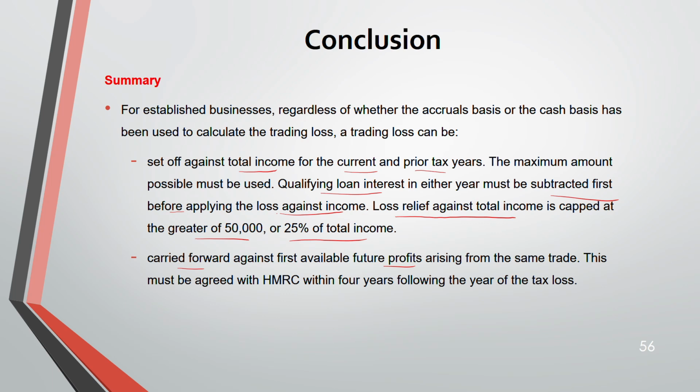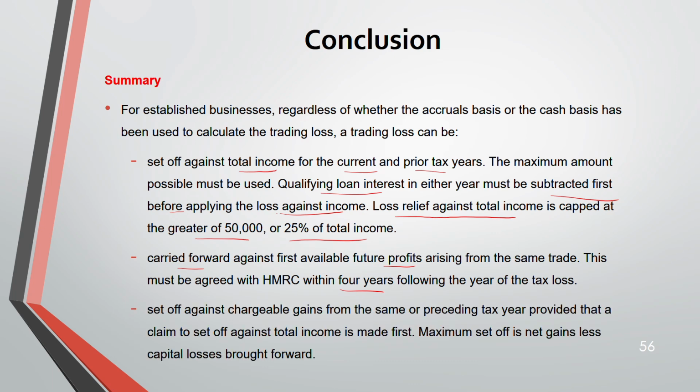When is it? Within 4 years of the tax year of loss you have to make the claim. Or you can get it against chargeable gain of the same or the previous year, the same way as total income is made. But the claim to be set off against total income is made first. You have to make this claim first. Then only you can get it against chargeable gain. And the maximum set off is net gains less capital losses brought forward.